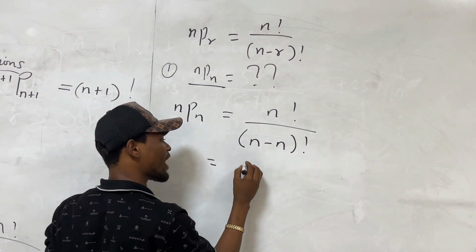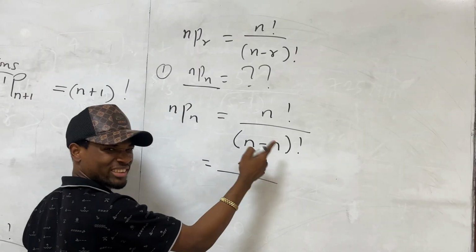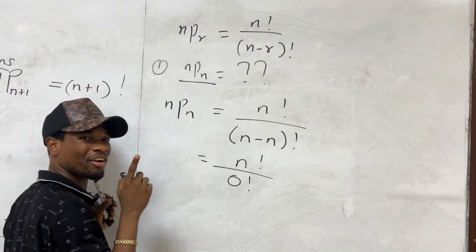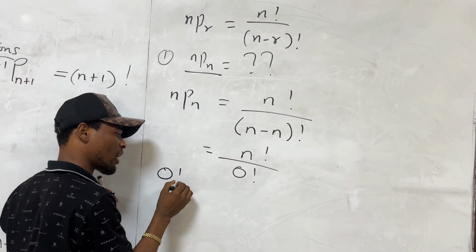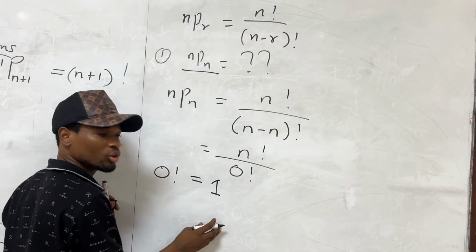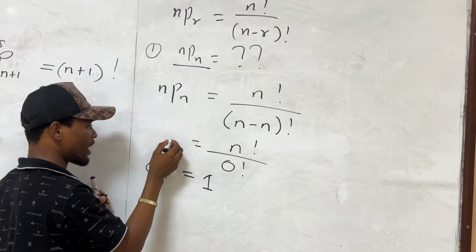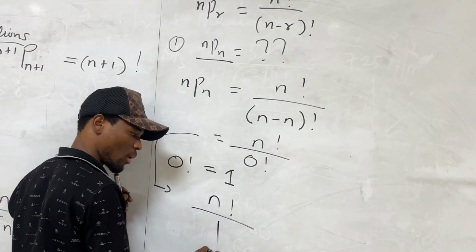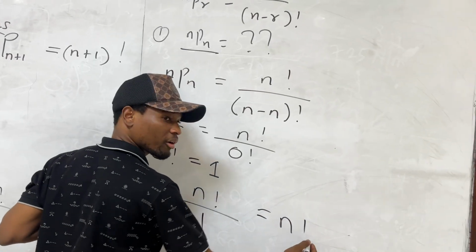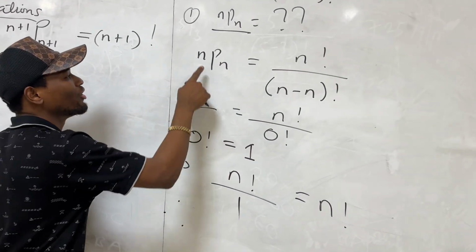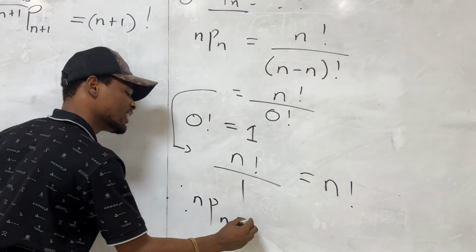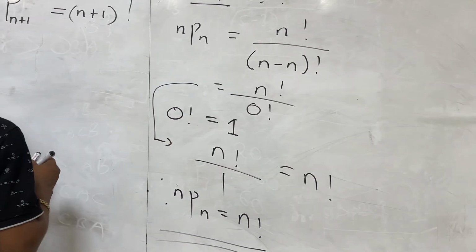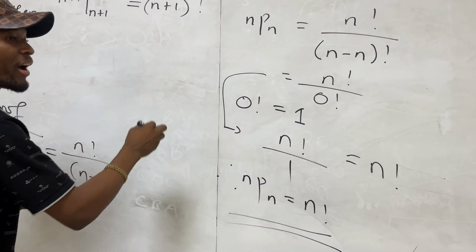So what do we have? We have n factorial over (n minus n), which is 0, then factorial. By definition or by convention, remember, we said 0 factorial is equal to 1. So when you see 0 factorial, you put 1 there. Therefore, I have n factorial over 1, which is equal to n factorial. So therefore, nPn indeed is equal to n factorial. So this is the proof of the first one.